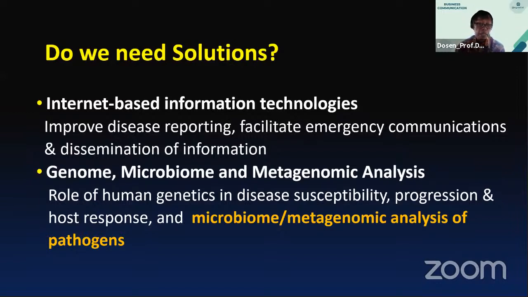Then we say that this is the connection of biotechnology and public health, and we should have genome analysis, maybe of the variants of the virus, because RNA viruses mutate very fast, and then we should identify the variant. Microbiome and metagenomic analysis may be the way to solve this problem. So the role of human genetic disease susceptibility, progression, host response, and microbiome metagenomic analysis is one of the important things to do.